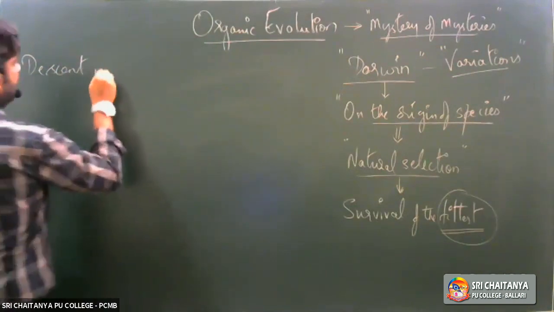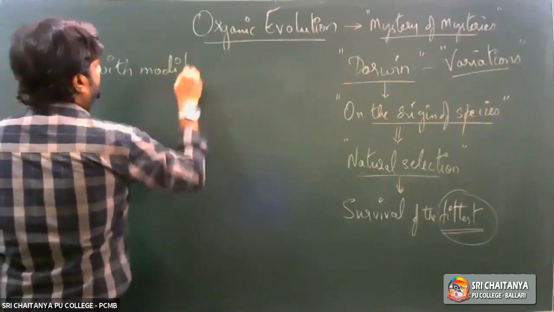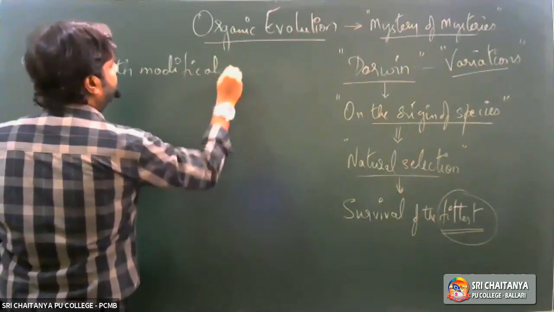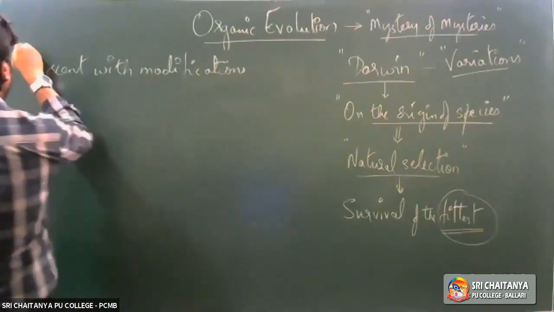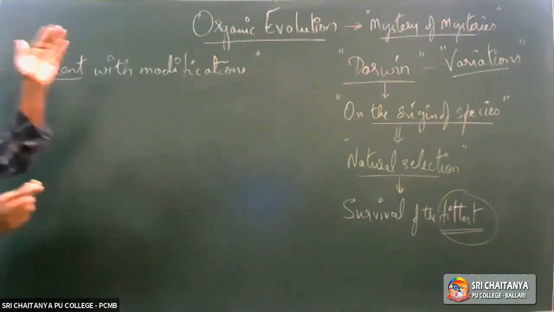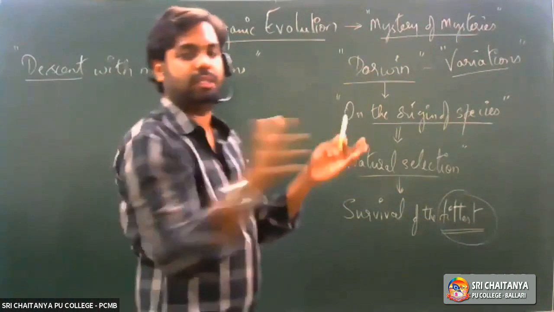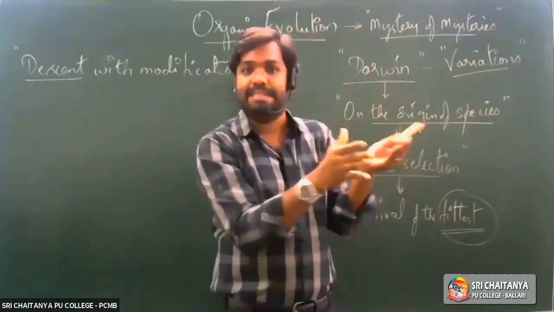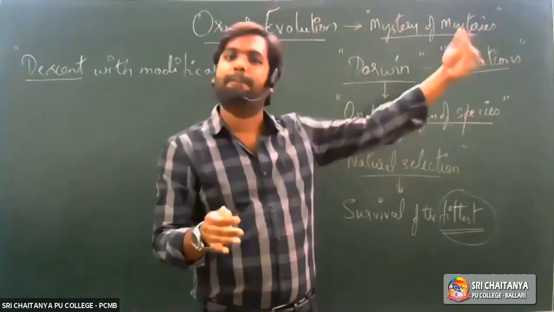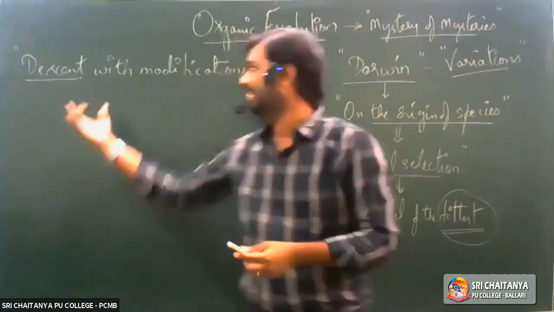He referred to this as descent with modifications. So what does this descent with modification mean? Descent is moving on from generation to generation. It is derived from the word descendants, going back, our descendants, from generation to generation.